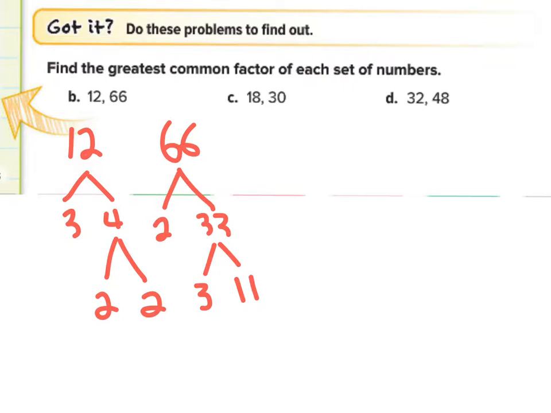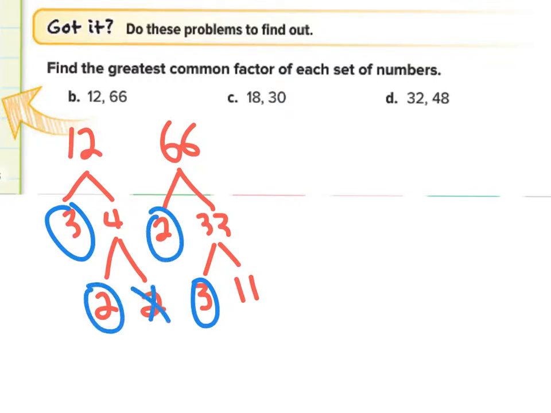Which numbers do they have in common? Do I have a 3 here? Yes. Do I have a 3 here? Yes. Do I have a 2 here? Yes. Do I have a 2 here? Yes. This 2 is extra, and this is extra. So then when I multiply 3 times 2, I get 6.